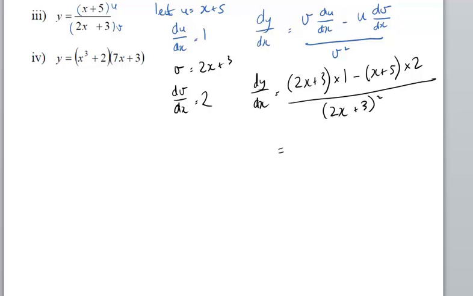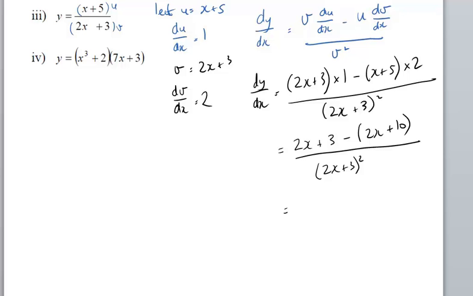So here 2x plus 3 multiplied by 1, we just end up with 2x plus 3. We're on 2x plus 3 all squared. Here we've got minus, and we'll put our 2 in first and then we'll work through it. So here we've got 2x, and then 5 times 2 is 10. So here we're going to have, well, 2x plus 3 minus (2x plus 10). I've kept this in brackets to make sure I don't forget that this negative applies to that 10 as well. 2x plus 3 all squared.